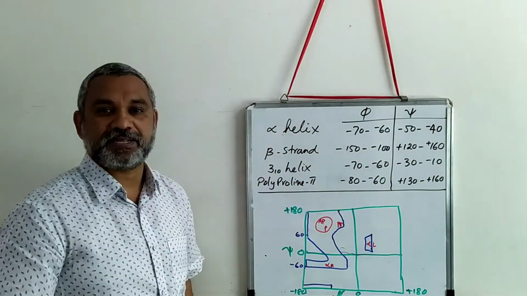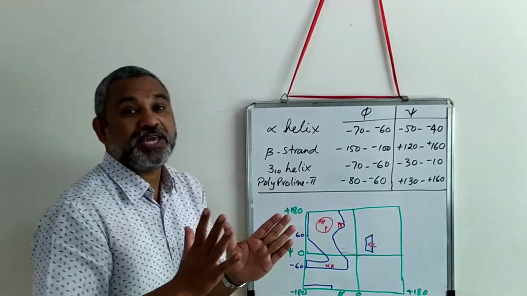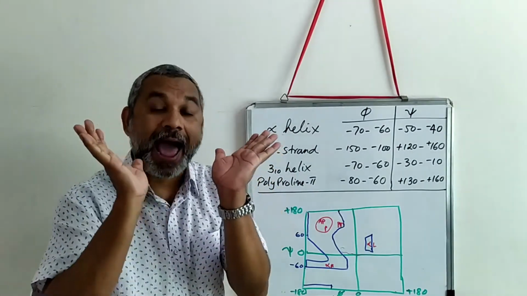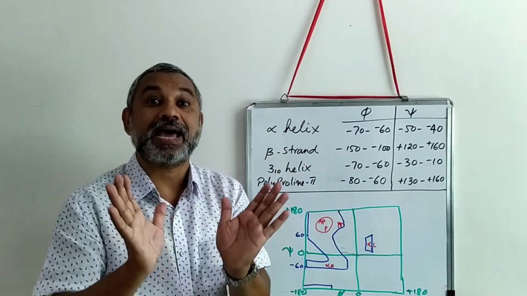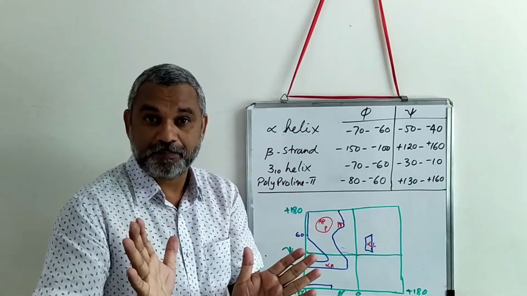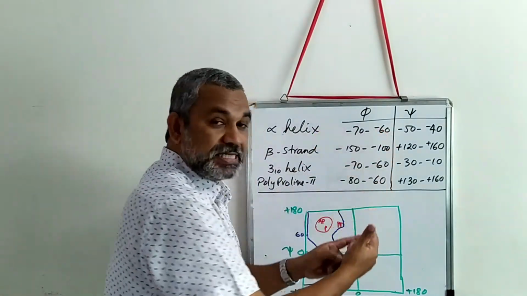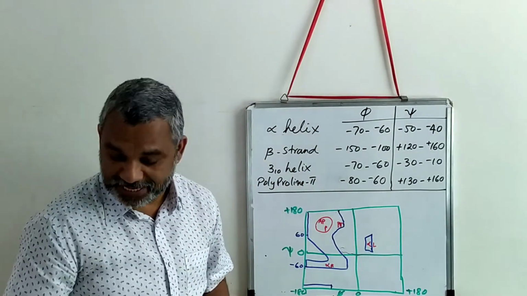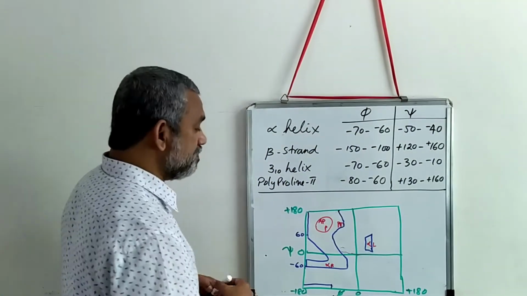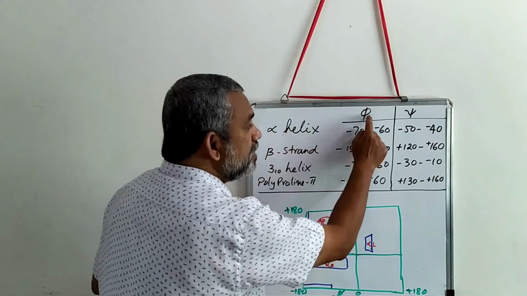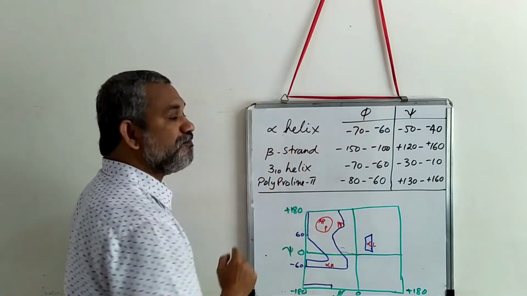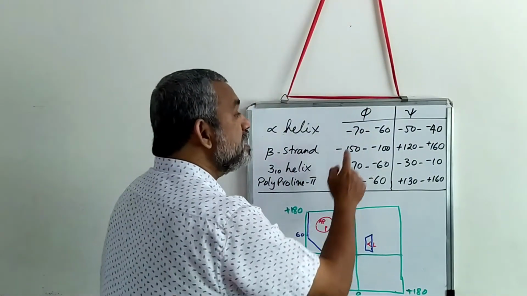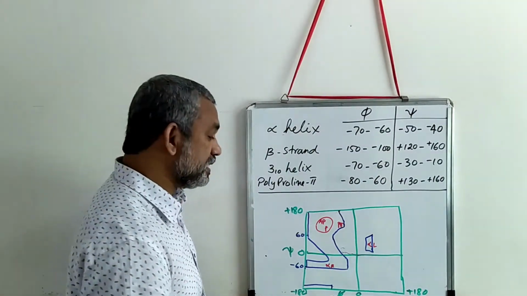How do we interpret this? For any amino acid, if the angles created by the planes fit into this range, it is able to form an alpha helical structure. For example, let us look at the phi angle of the alpha helix, which is between -70 and -60.